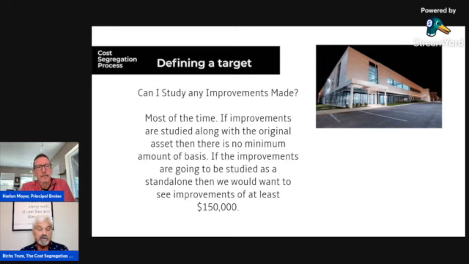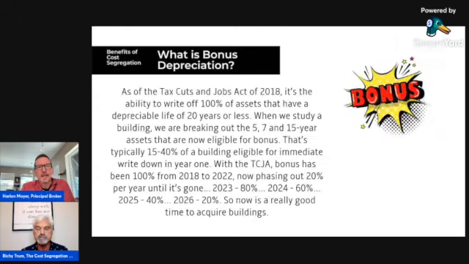If you maybe bought a building and did a study on it 3 years ago and you put $250,000 into it, that standalone we could actually study, but we would want to see at least $150,000 as a baseline to make it worthwhile or cost effective to do. But yeah, most of the time you can definitely study the improvements. Most of the time. Yeah.